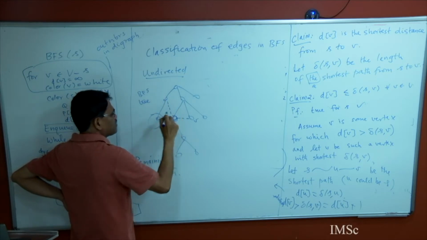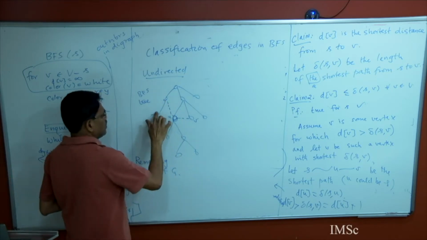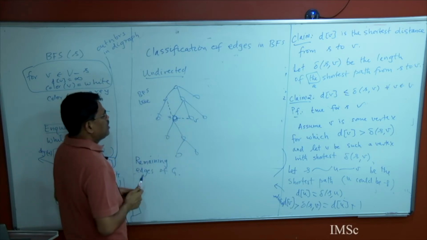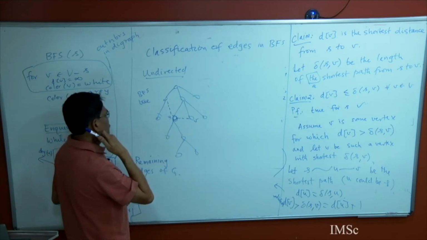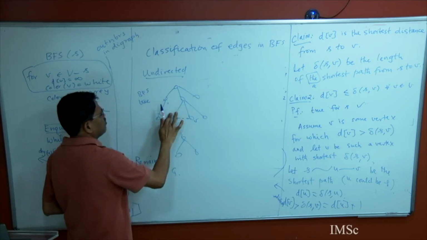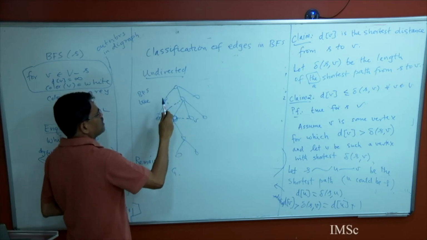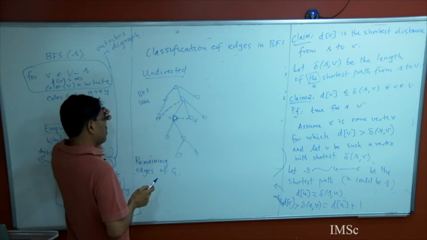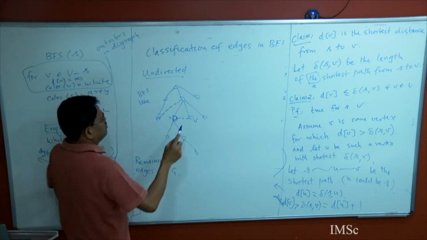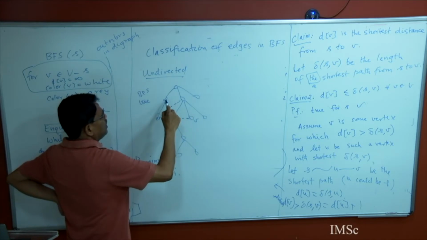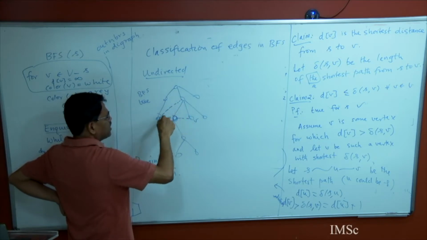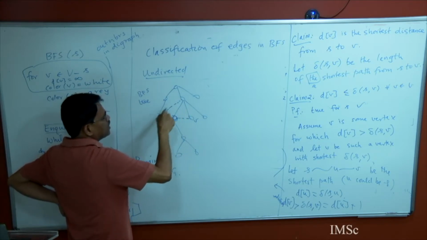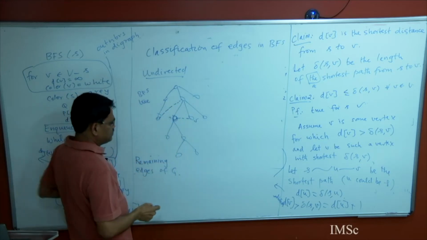Can you have an edge like this in the graph? Yes, because if I think in terms of order, look at this. This was in the queue, and then this one was explored, and this got into the queue. So now this was the head, and I'm looking at its neighbor. This neighbor was already in the queue. So this is possible.